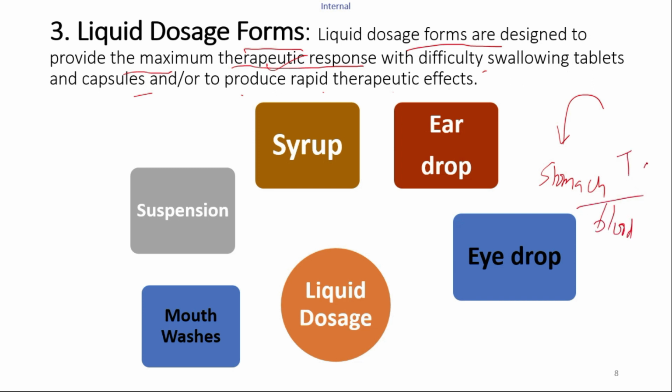Tablets and capsules will take some time, but since this is a liquid, it directly goes into the stomach and dissolves in the blood. Difficulty swallowing tablets or capsules is very common, right? For patients who have difficulty swallowing tablets or capsules, it is very easy to take these liquid dosage forms. Examples of liquid dosage forms are syrup, ear drops, which are used in the ear, eye drops, ophthalmic dosage forms, and suspensions, which are taken through the mouth. Mouthwashes also we have, for smelling of mouth or some other issues, so we take mouthwashes as liquid dosage forms.